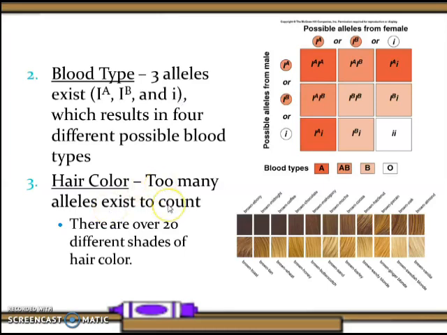Number 3 is hair color. Too many alleles exist to count. There are over 20 different shades of hair color.